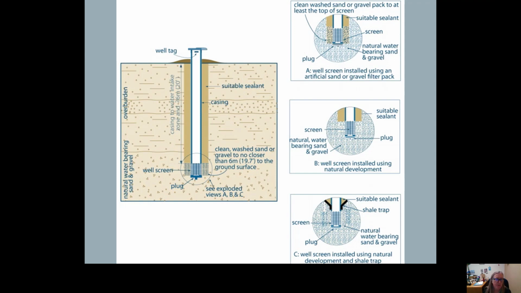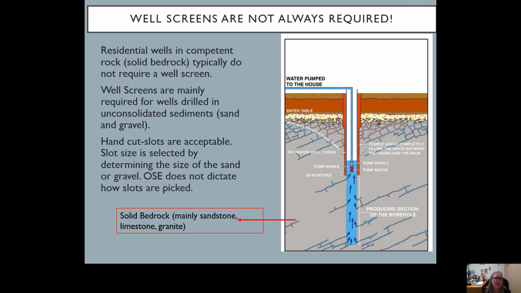Not every well driller puts in a gravel pack, especially if they're drilling into competent rock. So well screens, as I said, are not always required. If residential wells are set into solid bedrock, they typically do not need a well screen. Usually well screens are for unconsolidated sediments, which are sand and gravel.